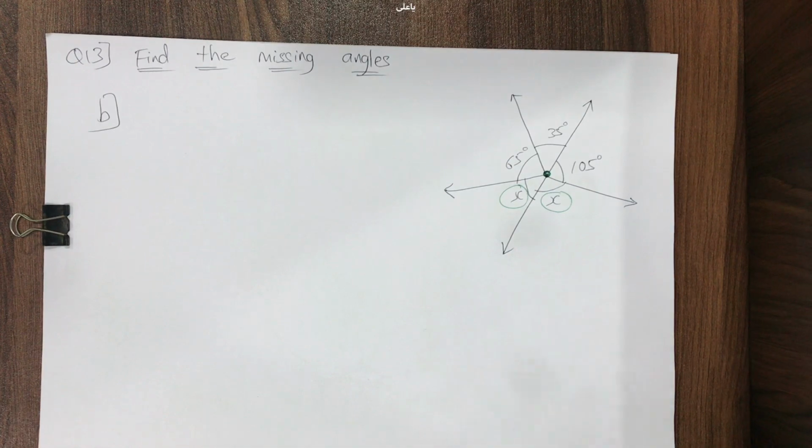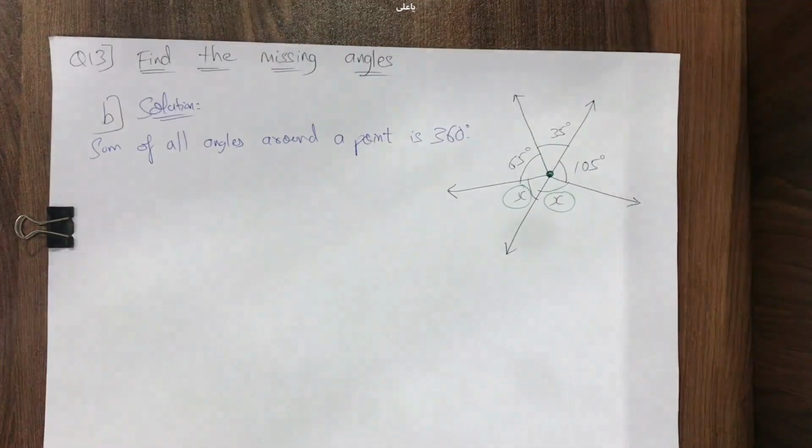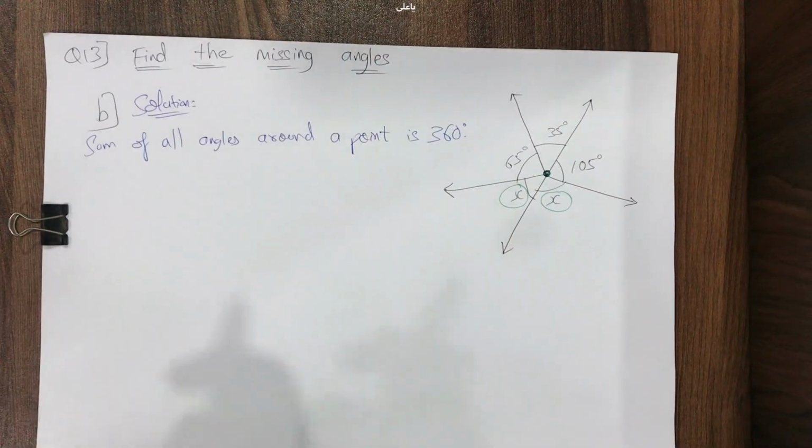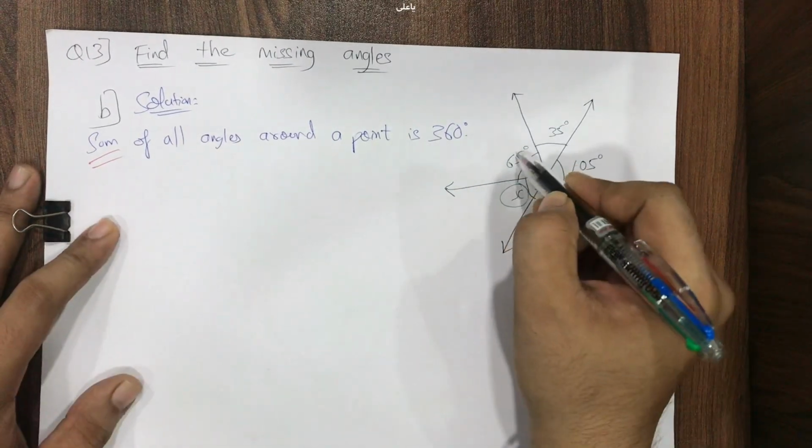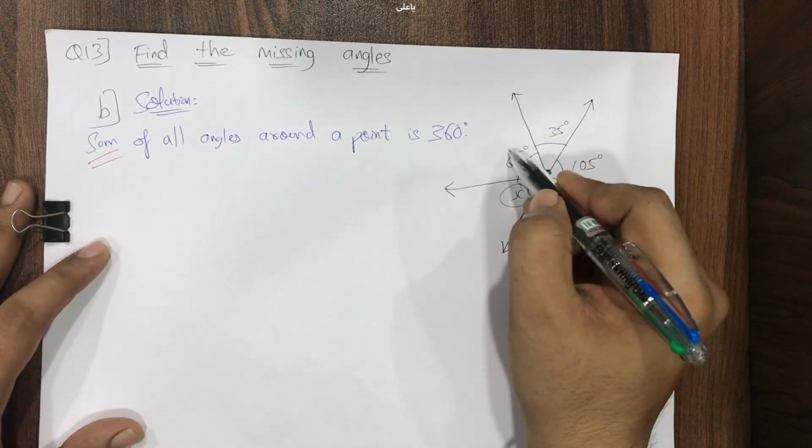So what is our rule? Our rule is sum of all the angles around a point is 360 degree. Let's write that statement, all of you, fast. Sum of all angles around a point is 360 degree. Sum means addition, so let's add. I'll start from here, 65 onwards. All of you pay attention. From 65 onwards I'm starting.